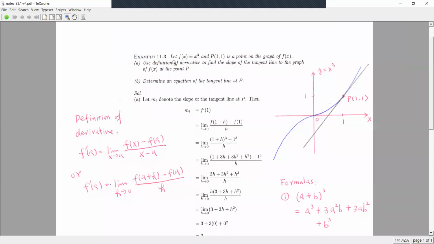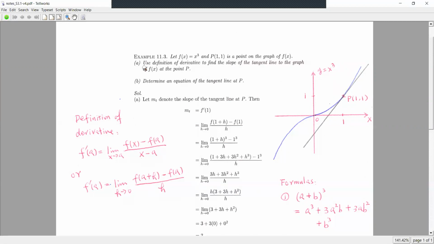Example 2. Let function f be x to the third, and P is a point on the graph of the function. The graph of this function is this blue curve. P is a point on the graph. Because this point is on the graph of this function, the y-coordinate is the function value at the x-coordinate. Plugging 1 in for x, 1 to the third is 1. So the function value at 1 is 1.